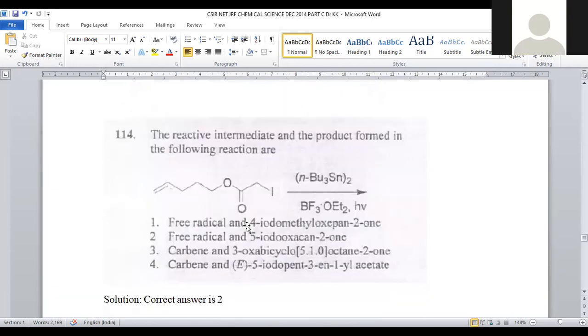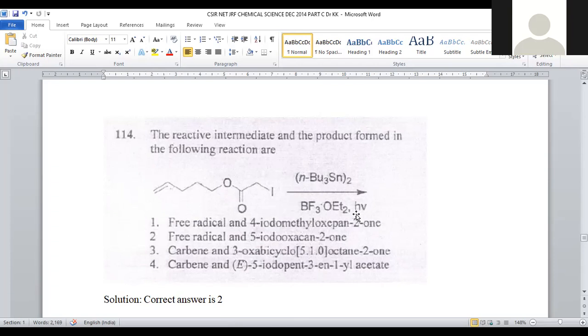Now let us move on to question number 114. The reactive intermediate and the product formed in the following reaction. We are taking a double bond, an ester, and a terminal iodo functional group is there. It will be treated with tributyl tin, taken twice, was given. So if any alkyl tin compound was given, the reaction proceeds with a free radical mechanism. And moreover, boron trifluoride diethyl ether under photochemical conditions.